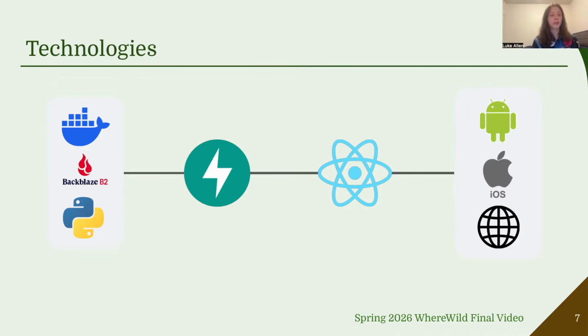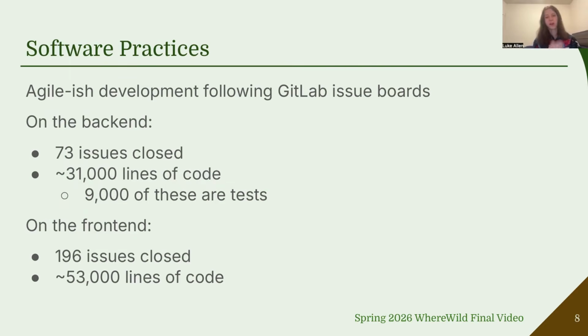For our tech stack, we use Python scripts to pre-process our data, which is then uploaded to a Backblaze B2 database. Our backend runs on Docker and then uses FastAPI to serve the data to the front end, which is built using React Native and then deployed on Android, iOS, and web. We used an agile-ish development using our GitLab issue boards. On our backend, we closed 73 issues with about 31,000 lines of code, about 9,000 of which were tests. On the front end, we had 196 issues closed, around 53,000 lines of code, and a good chunk of that was also tests.